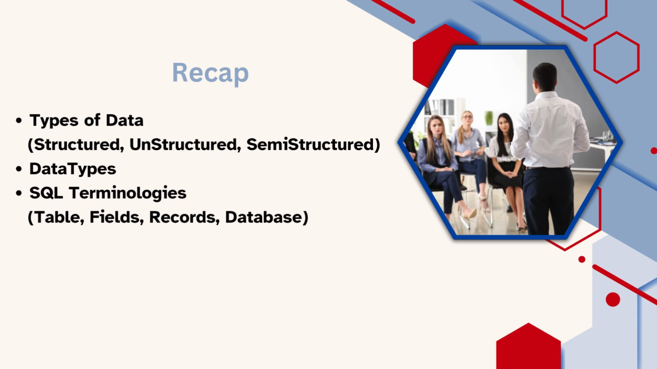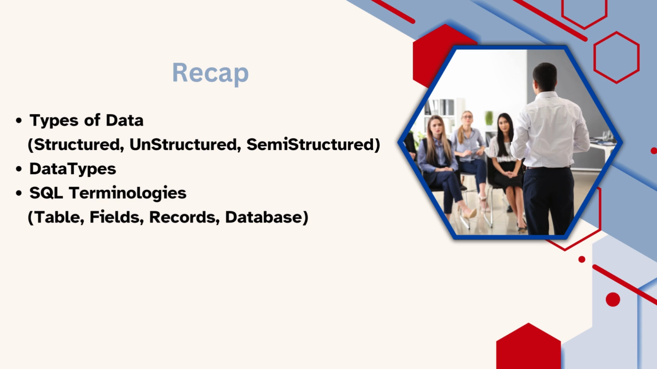What is unstructured data? Unstructured data is data which is not in a predefined structure. For example, documents, videos, and images are unstructured data. What is semi-structured data? Semi-structured data is a combination of structured and unstructured data. For example, as we saw last time, Wikipedia articles are an example of semi-structured data, which includes both tables and unstructured data like text, images, and other multimedia features.